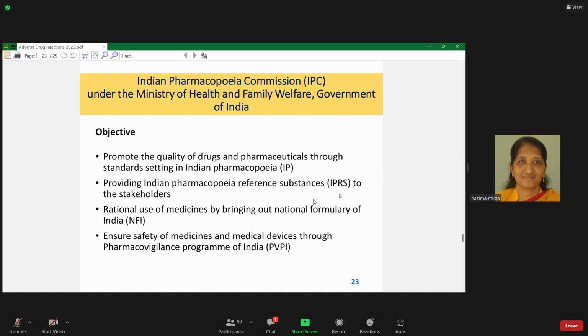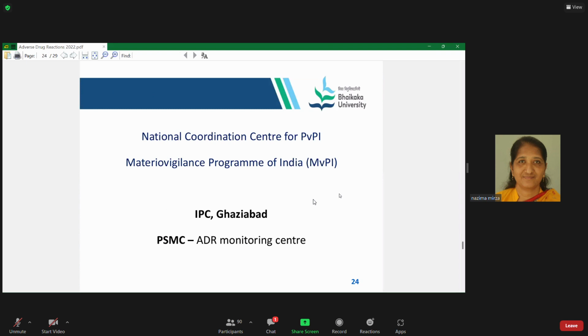under these objectives, that is to promote the quality of drugs and pharmaceuticals through standard setting in the Indian Pharmacopoeia, providing Indian Pharmacopoeia reference substances to the stakeholders, also promoting rational use of medicines by bringing out the National Formulary of India, and by ensuring the safety of medicines and medical devices. Remember, along with pharmacovigilance we are also having materiovigilance. Nowadays we are having so many medical devices, right? So it is also important to observe and monitor those medical devices. So to ensure safety of medicines and medical devices through the Pharmacovigilance Program of India, PVPI in short. And we are having our National Coordination Center at IPC Ghaziabad. Also we are having the Materiovigilance Program of India.